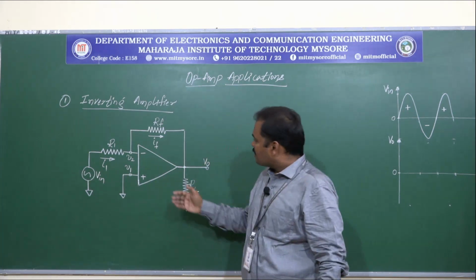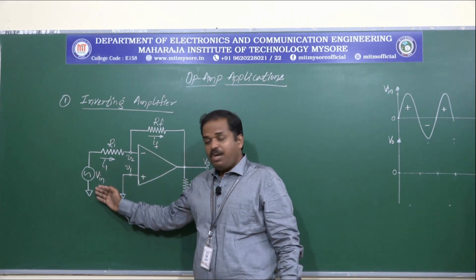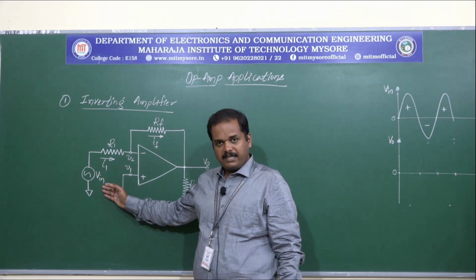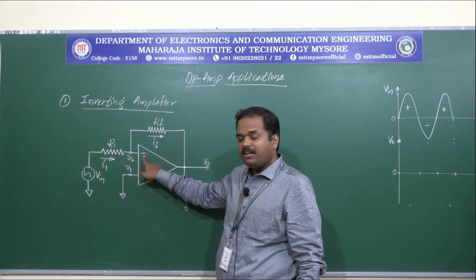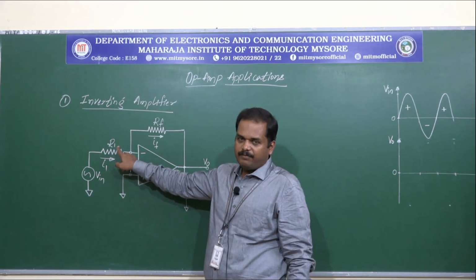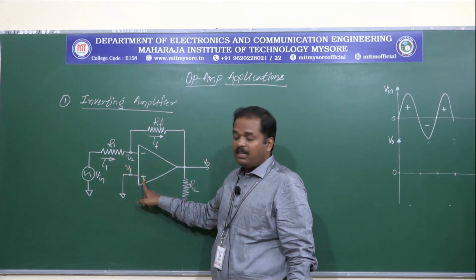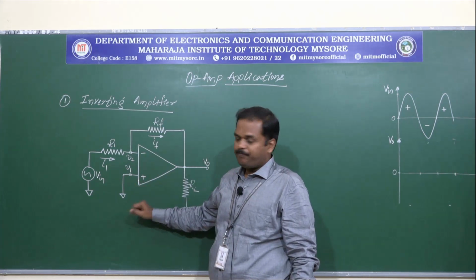For the same, the circuit is shown here. Here we can see the input signal source is represented as Vin, which is applied to the inverting terminal V2 through an input resistance R1. And the non-inverting terminal V1 has been connected to ground.